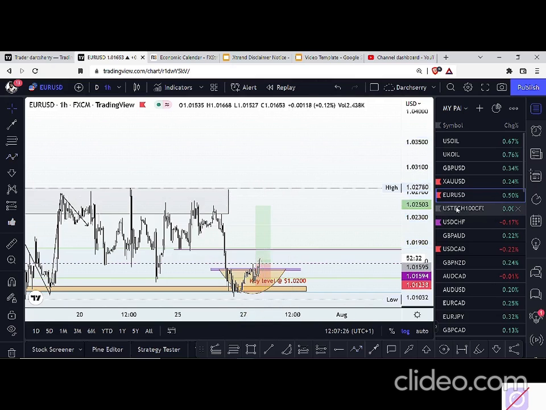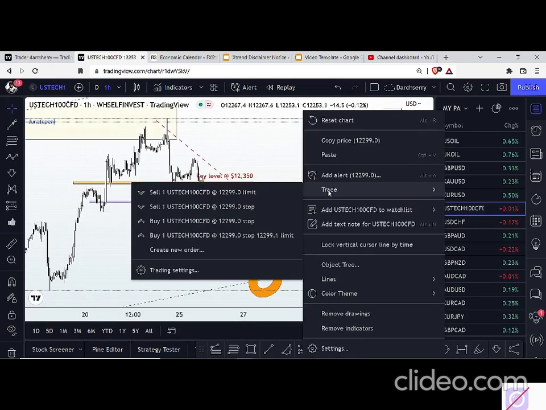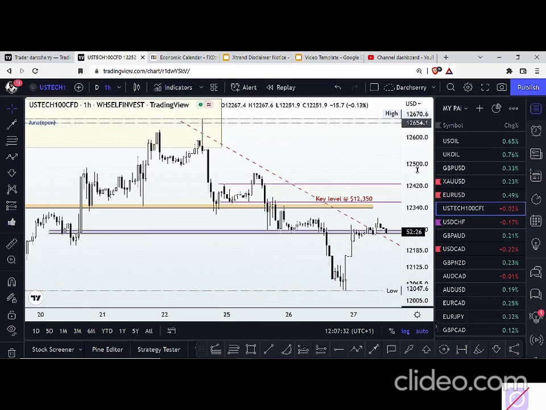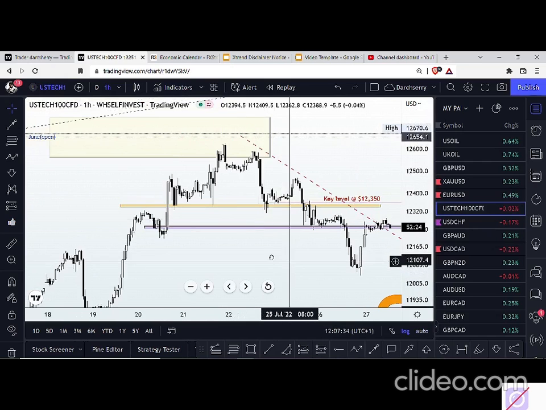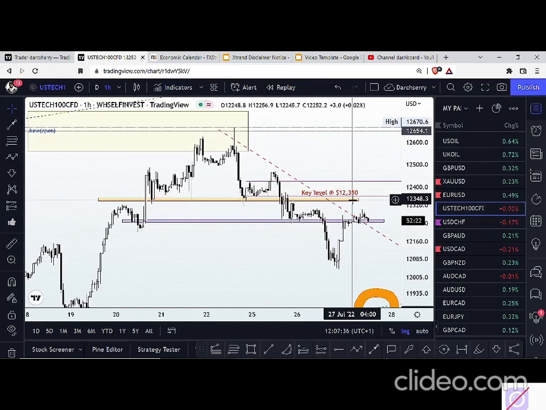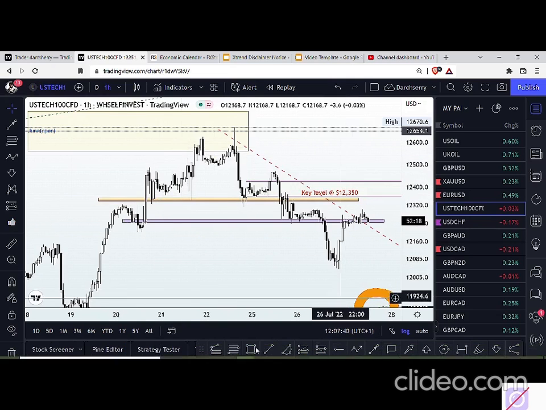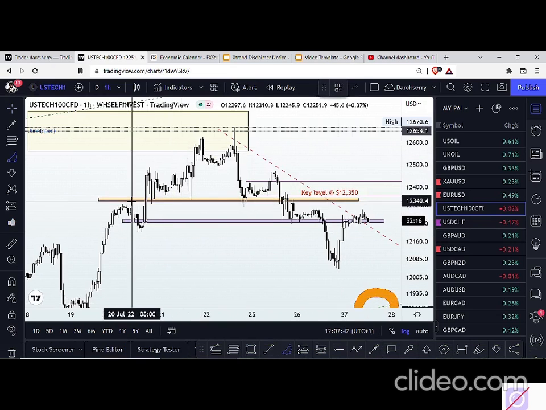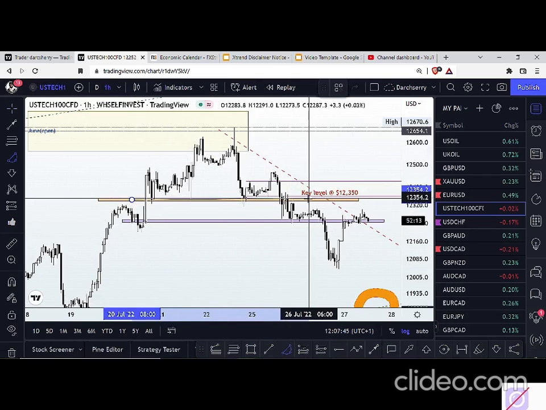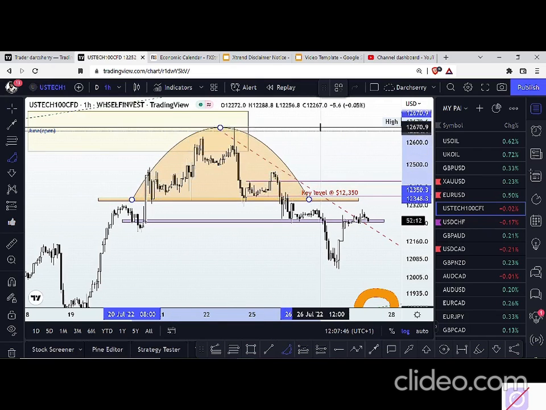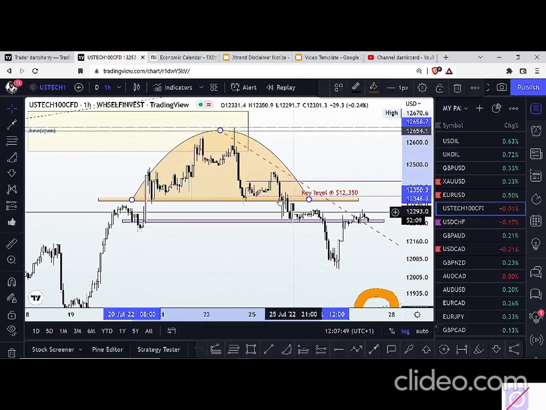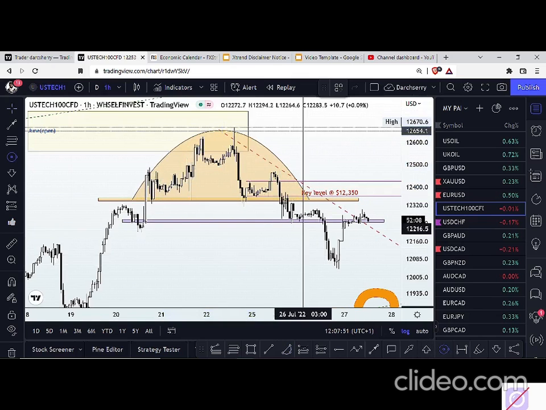Then the last one we shared was the USTech, where I told you I'm expecting a bearish potential. We were able to identify a key level at the $12,350 mark area, which is the neckline of the reversal pattern we identified here on the 1 hour time frame. We have the reversal pattern here. We already have that breakdown of that reversal pattern around this point, giving us a further confirmation that we might be going bearish here.